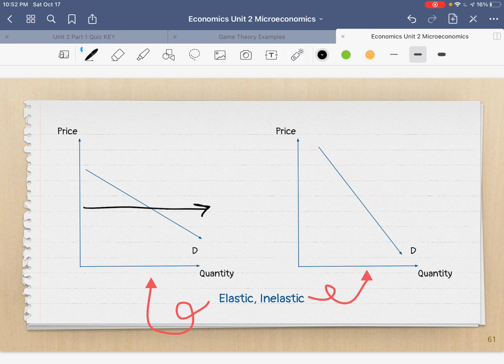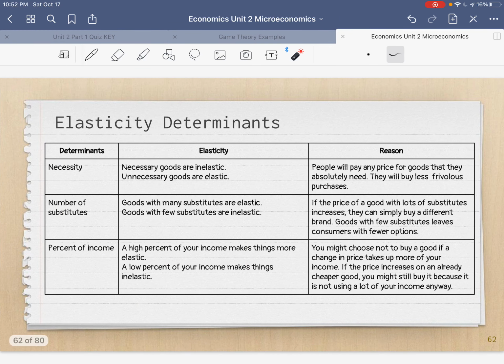A perfectly inelastic curve would look like this. And that would be super funky. We don't see many goods with a perfectly inelastic or perfectly elastic curve. We usually see goods that have shallow or very steep types of curves, okay? So what determines what is elastic and what is inelastic, okay?